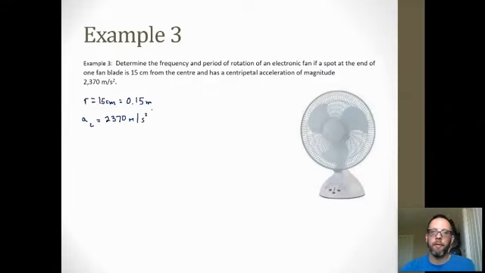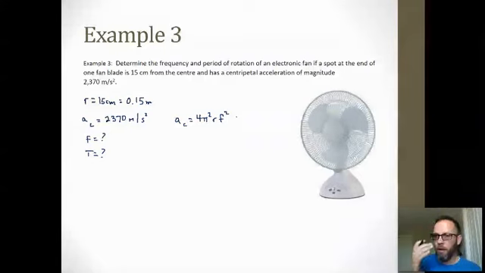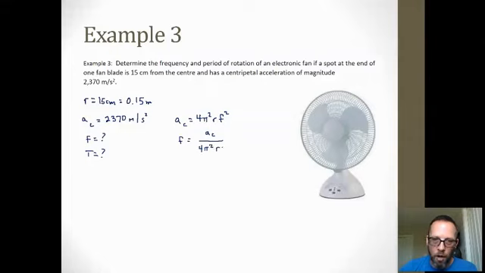And in this case, we're asked for the frequency and period. So it really doesn't matter which one we find first. Let's find the frequency first. So we'll be using a_c equals 4 pi squared r f squared. Now, when we do celestial mechanics and look at satellites, we'll be doing a lot of rearranging, so it's a good exercise to do it now. To get f by itself, we're dividing a_c by all this other stuff, 4 pi squared r. But that only gives you f squared. To get f, we would have to square root everything. And now we can just calculate that.